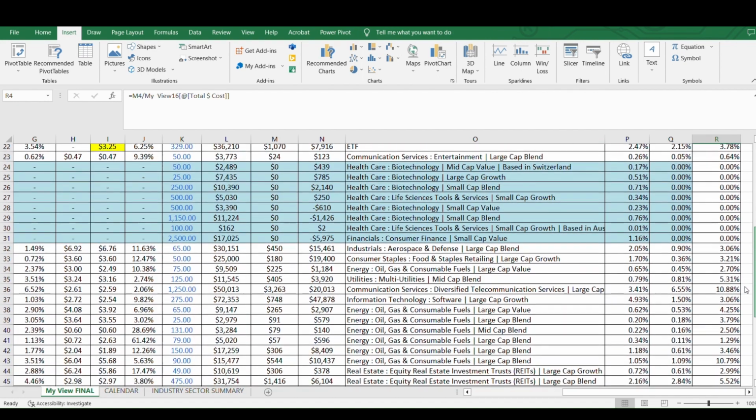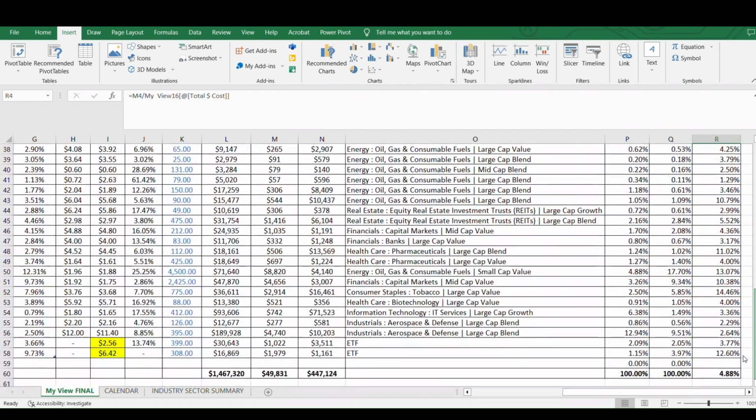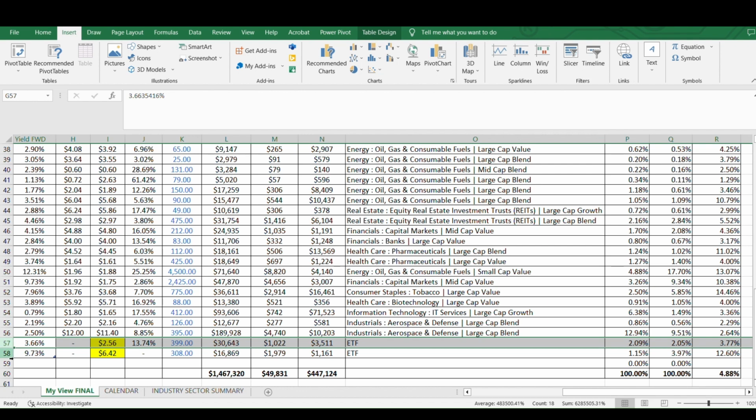So my tool actually does a calculation for every single holding. And the total yield on cost for his portfolio is nice. It's a healthy 4.88%. Some of these are in the twos and the threes, which is standard. He's got some of these that are high. Here's one that looks like it's 12.6%. Let's see what that is.